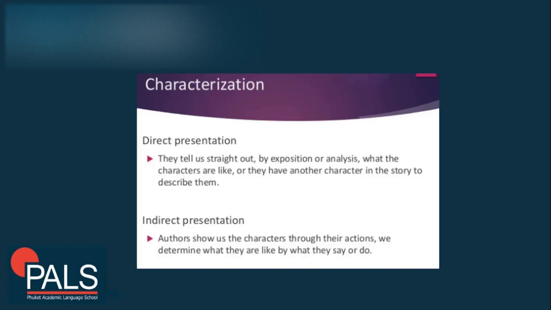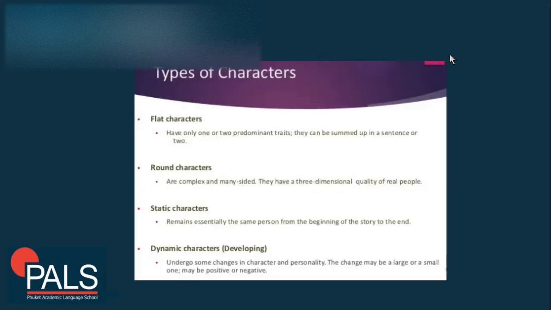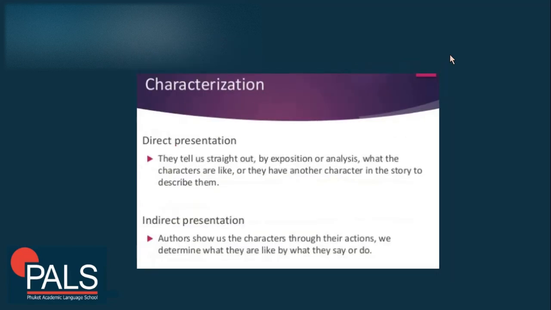Some writers will usually describe the character in a very explicit way. And that is what we should term as direct presentation. So the writers tell us straight out, by exposition or analysis, what the characters are like, or they have another character in the story to describe them.